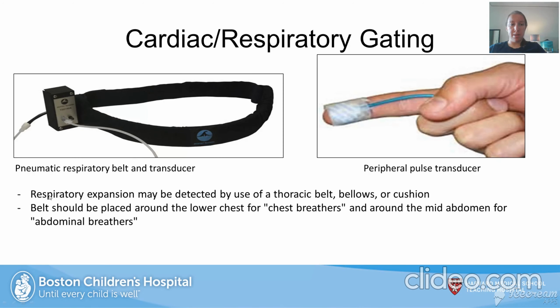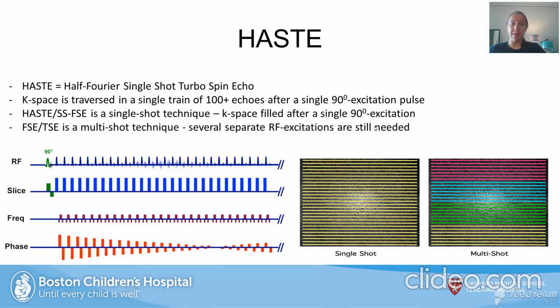And there are ways to monitor the respiratory and the cardiac cycle. In this case, they have a pneumatic respiratory belt and transducer. So respiratory expansion can be measured with a thoracic belt, bellows, or cushion. If you're a chest breather, they'll place it across the chest. If you're an abdomen breather, across the abdomen. And this is a peripheral pulse transducer. It's placed on your finger, and it's used to measure the cardiac cycle.